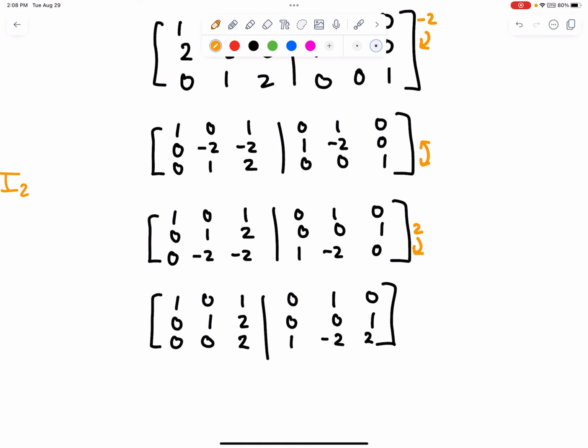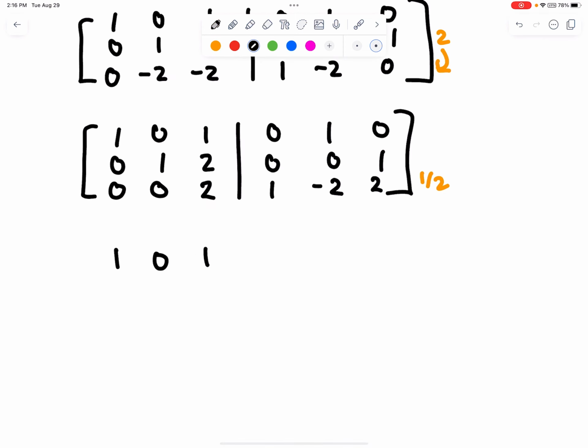All right, next I want this position here to be a 1, so I'm going to just multiply the bottom row by a half. Okay, so the first two rows are not going to change.